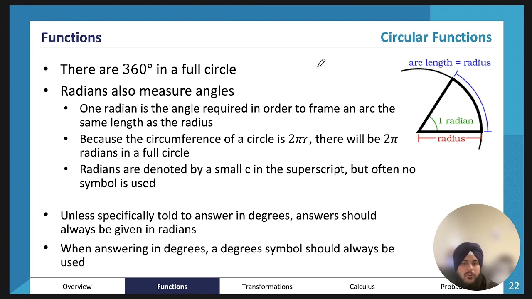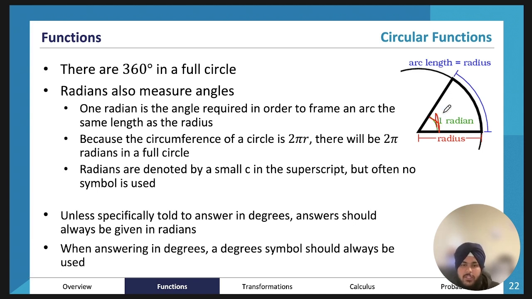There are two ways of measuring angles. We're mostly used to degrees up to year 11. But now we will be introduced to another measure of angle, which is called radians. So radians, instead of measuring the angle between 2 points, instead measure the radius length that sort of constitutes that angle.